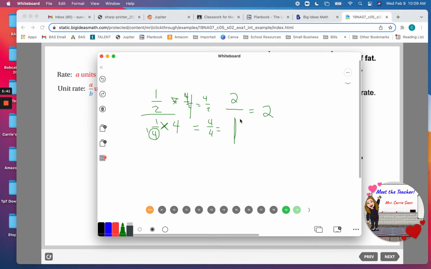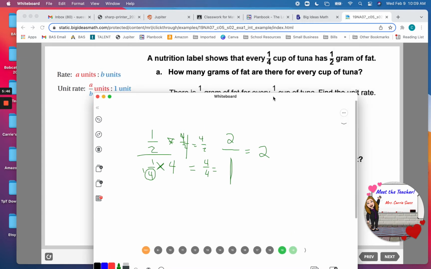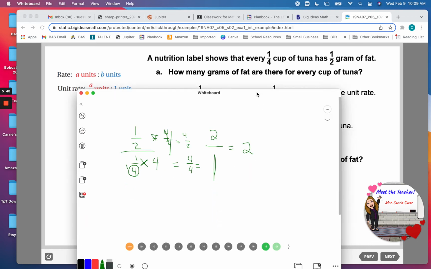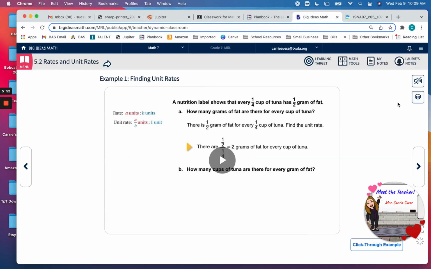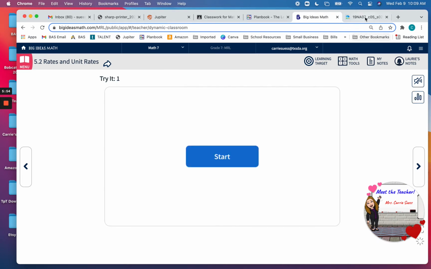So the unit rate here is 2 grams of fat per whole cup of tuna. Okay. Does that make sense? Yes. Okay. Go do your try-its. Just one.